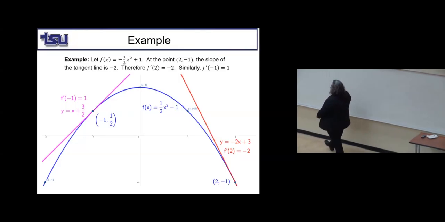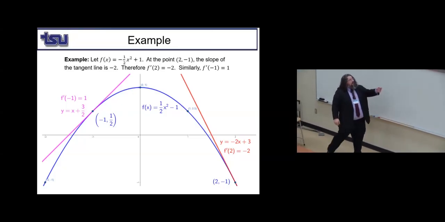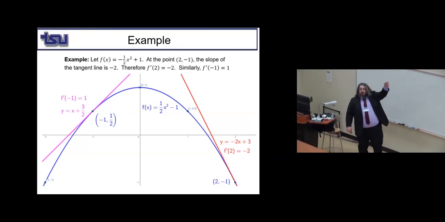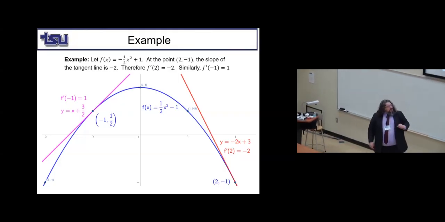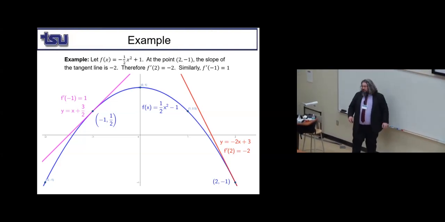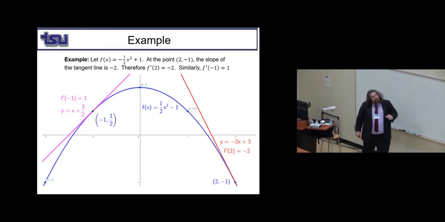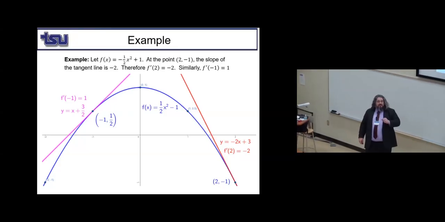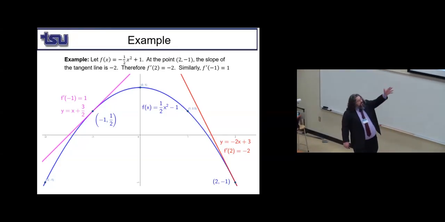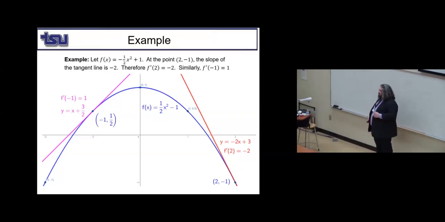Because that line has slope 1, because the coefficient of x is 1, we say that the derivative of the function f, evaluated at negative 1, is 1. The slope of the tangent line to this function, when x equals negative 1, is 1. And similarly, the red line shows us the slope of the tangent line over here at 2. At 2 comma negative 1, the line that most closely matches the behavior of the graph at that point has equation y equals negative 2x plus 3, with slope negative 2, and therefore the derivative of this function at 2 is negative 2, the slope of that tangent line.